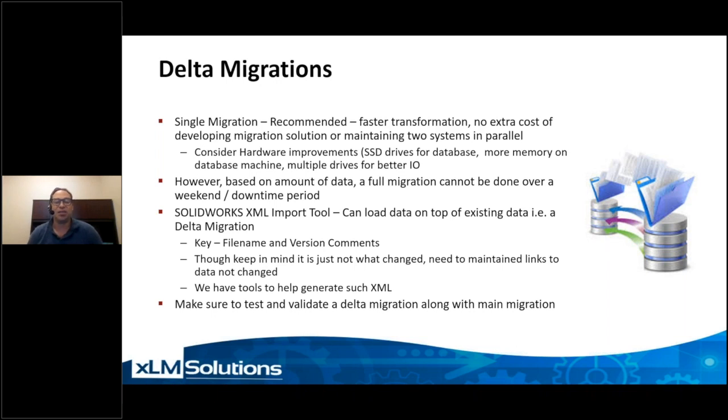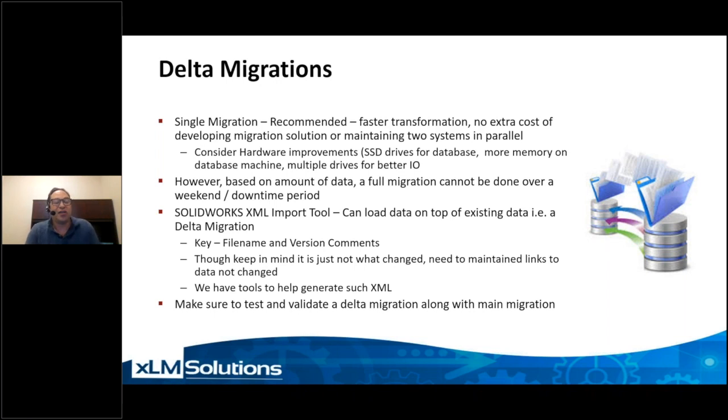But there's times, as much as you try to optimize a migration, you still cannot get it done over a weekend. We've loaded millions of records before. And usually in those cases, we do a delta migration. So with the XML import tool, there's certain keys that the tool supports, which is really file name and version comments. So if the file name and the version comments from the XML file that the tool uses match the file name and the version comments in PDM, it will say, oh, this already exists, I don't need to migrate it. And it'll support links and references, everything.